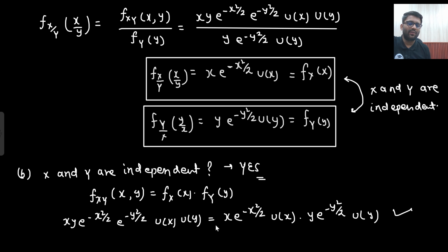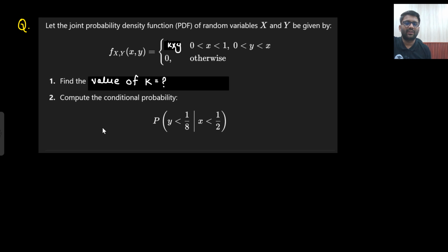Right? You would not have to do this analysis, or you could have done this analysis as well: fx of x, fy of y. If I multiply both of them, I am getting fxy only. So they are independent. Let's go to the next question.